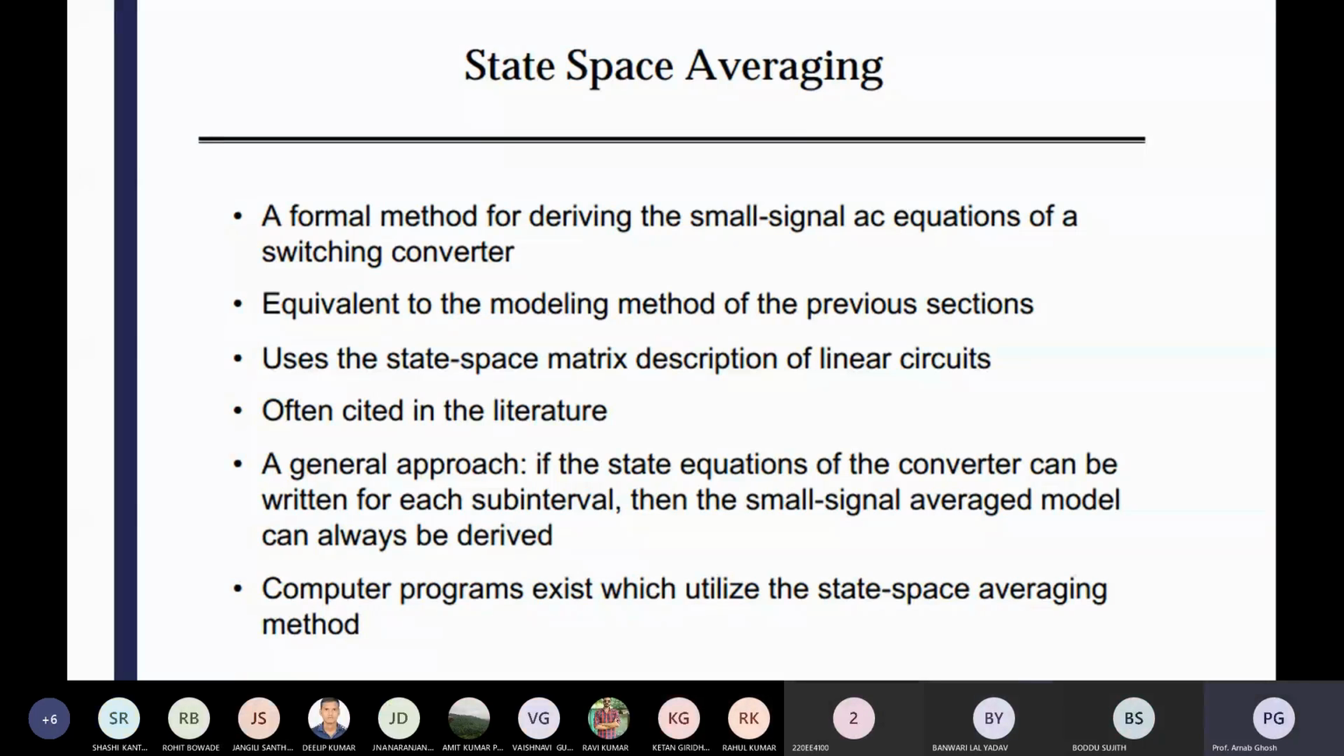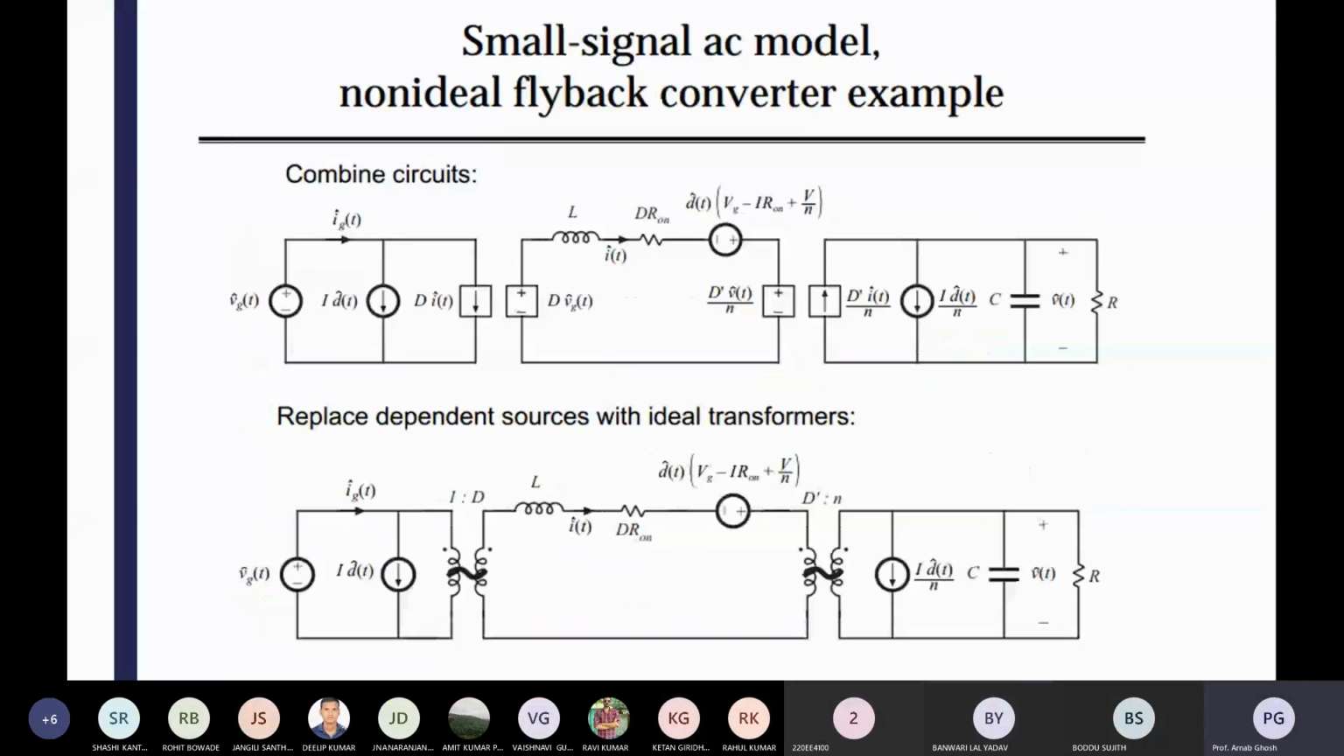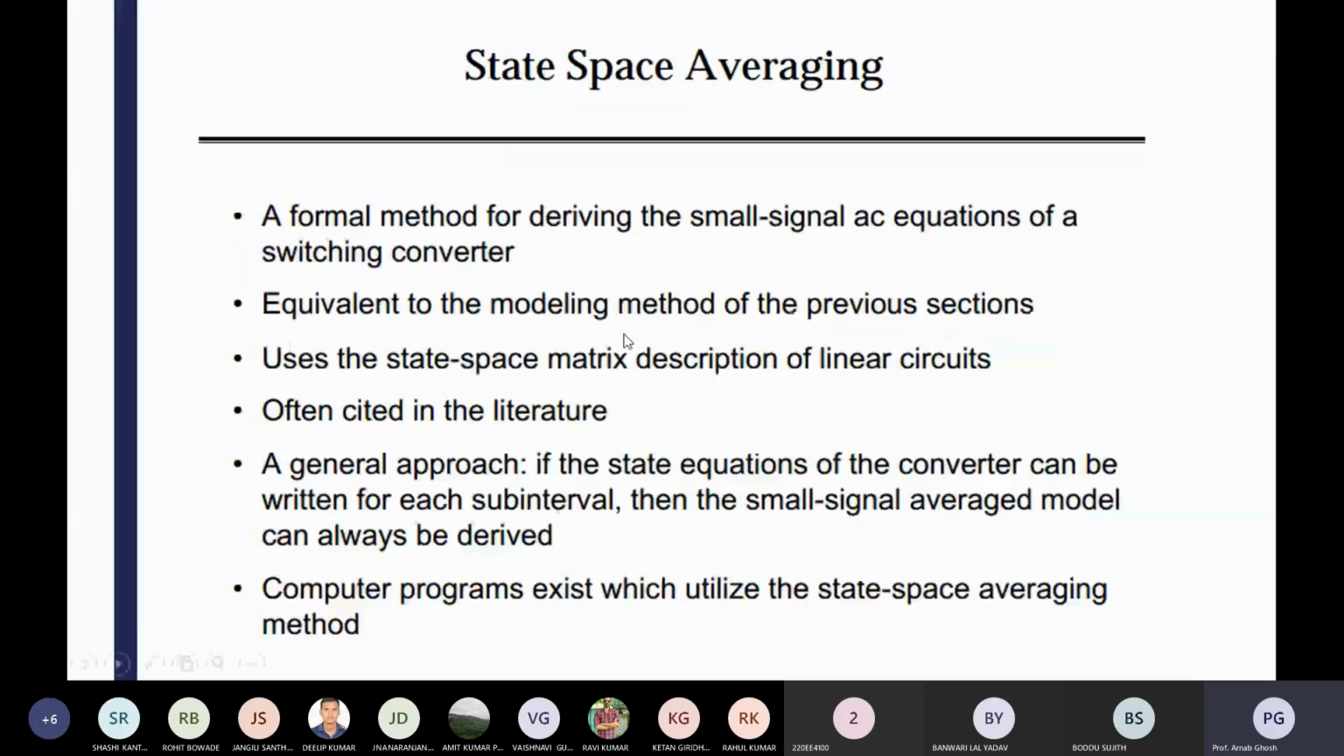In my last class I discussed the small signal modeling of the flyback converter. Here I am going to discuss state space averaging. I have covered most of that portion, but classes are still required to complete this chapter. I hope today and the day after tomorrow the classes will be there, so I can cover that pending portion. So we can start our next section.